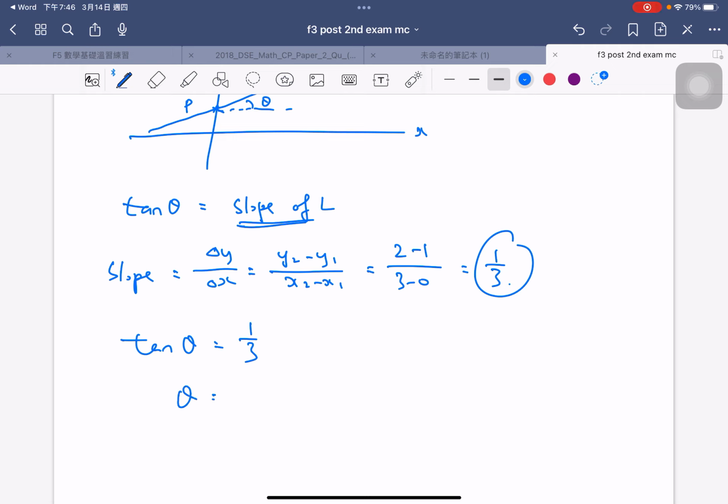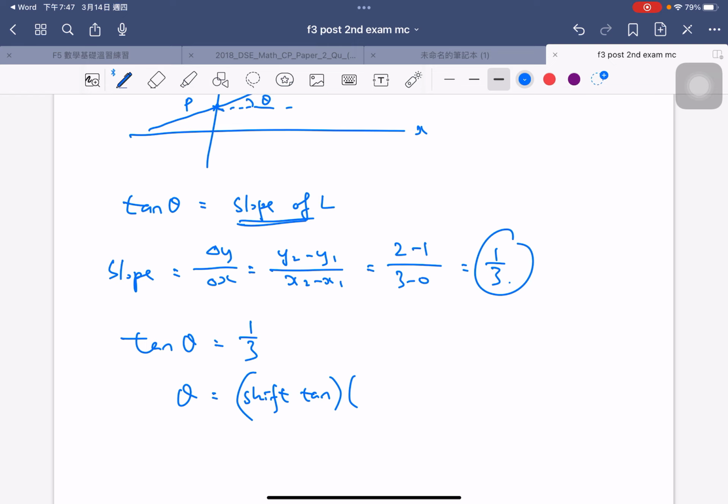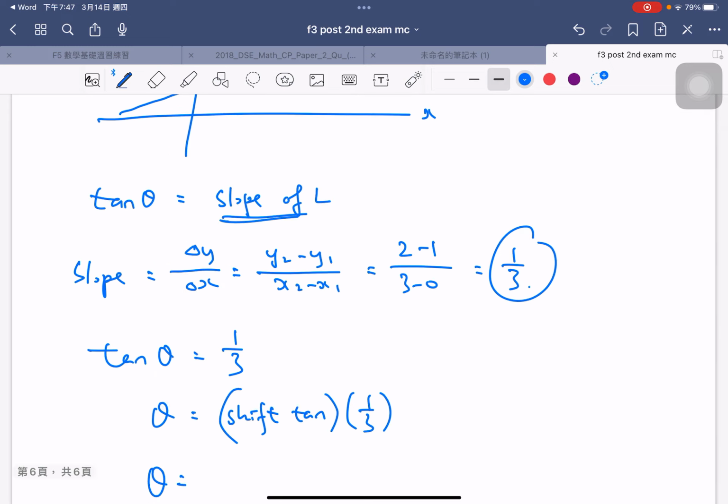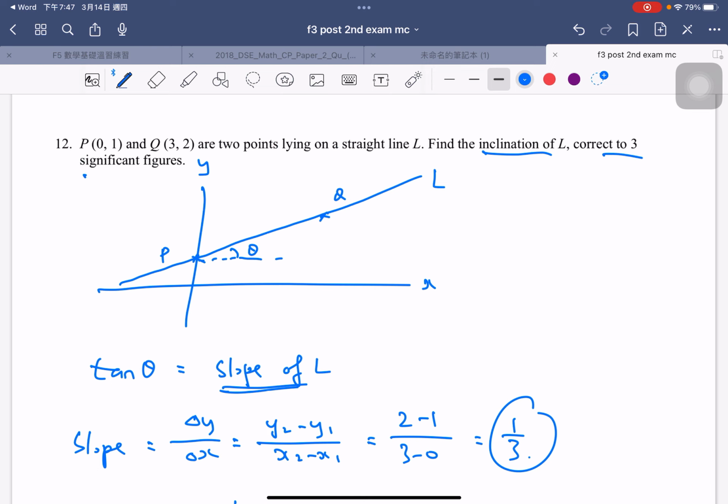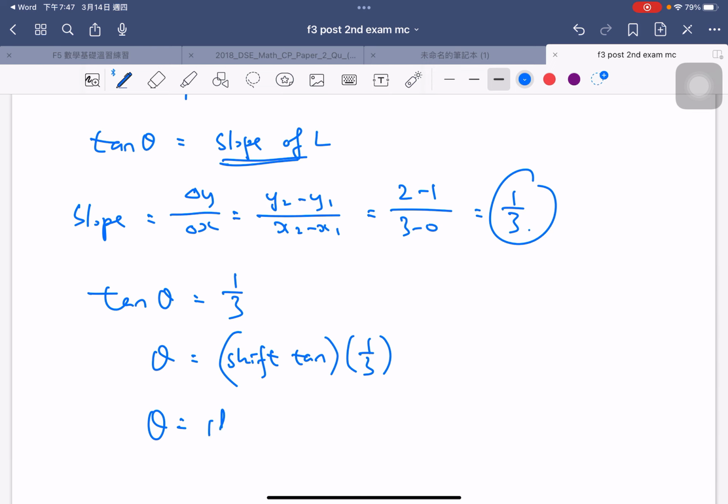So we can say that theta is equal to shift tangent. Just press the calculator like this, shift tangent of 1 over 3. So theta is equal to, how many significant figures? 3 significant figures. So we have 18.43 and so on. This is approximately equal to 18.4 degrees.